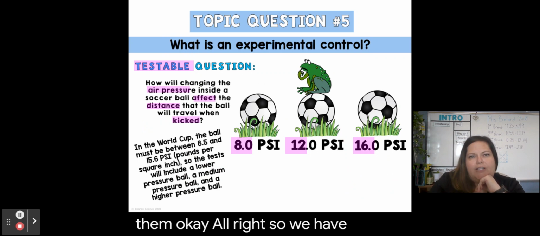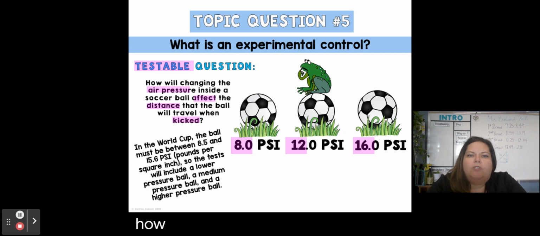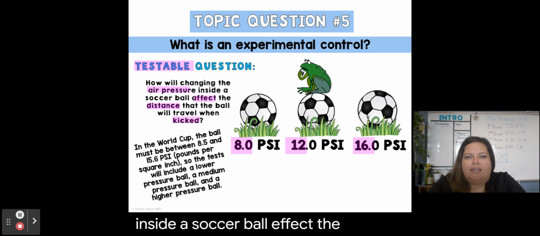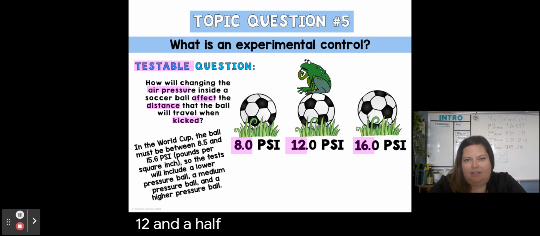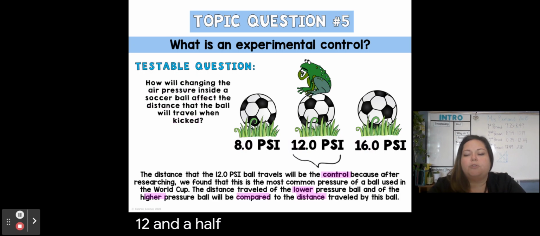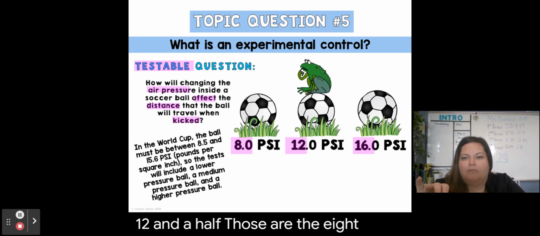All right. So we have our testable question here for our example. How will changing the air pressure inside a soccer ball affect the distance that the ball will travel when kicked? Okay. In the World Cup, the ball must be between 8.5 and 15.6 psi, which stands for pounds per square inch. So the test will include a lower pressure, so we got 8, and a medium pressure, which is going to be 12, and a higher pressure, which is going to be 16. Okay? Those are the 8, 12, and 16.